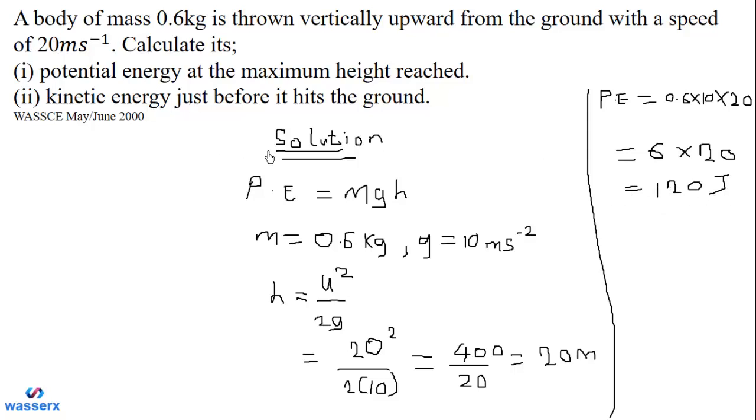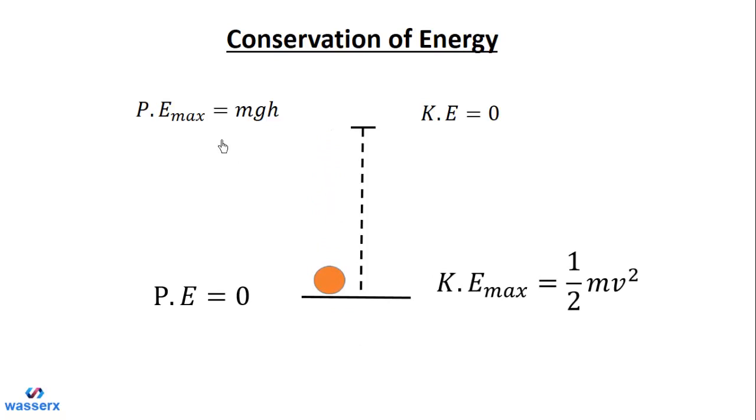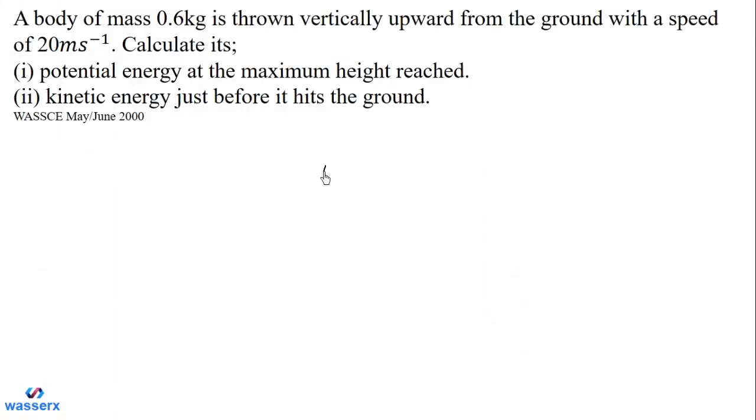Now the B part, kinetic energy just before it hits the ground. So we saw earlier that kinetic energy just before the object hit the ground is equal to the potential energy at maximum height reached. So this means that the kinetic energy just before it hits the ground will be equal to the potential energy that we had, which is equal to 120 joules.